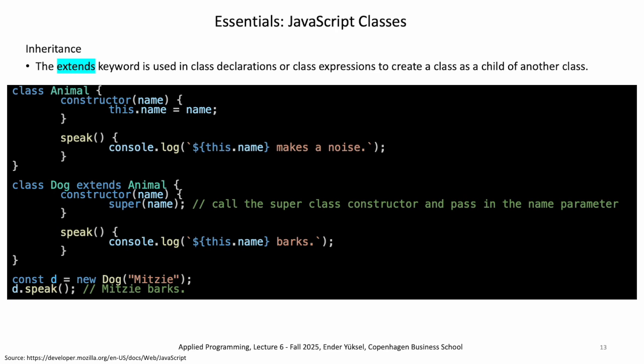JavaScript looks for the speak method in the dog class first, and it finds it. So JavaScript uses dog's version of the speak method. Therefore, Mitzi barks.